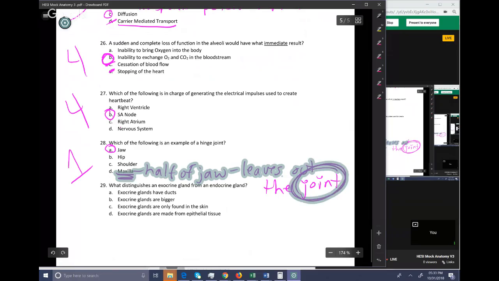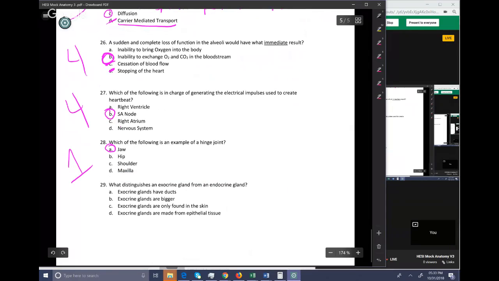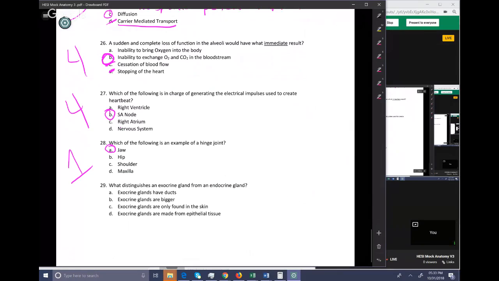Hip and shoulder are both ball and socket. So make sure that you have those down as ball and socket, and then jaw, knee, elbow down as hinge. Those are the primary joint types by a long shot. You don't need to know all your saddle joints and your gliding joints and all that. You just need to know what I just went through.